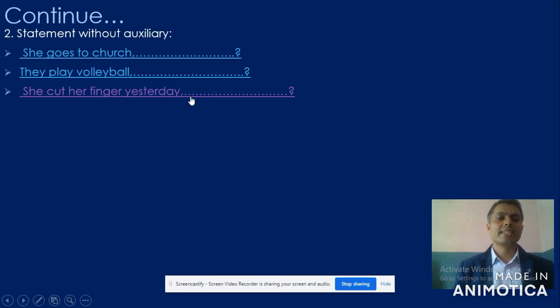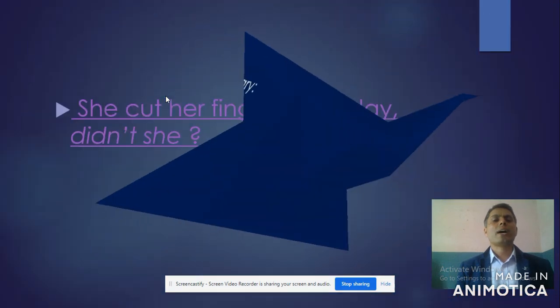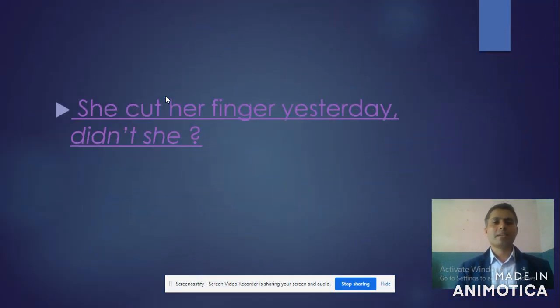So how can we make sure? Obviously here is verb 2, and if it is verb 2, we have to use did. Did, then didn't or only did. The statement is positive, so we should write a negative tag, right? Didn't. Didn't she, the pronoun is she. Now whatever I told you just now, check the answer here on the screen, and then you have to write it down in the copy. Please have a look: she cut her finger yesterday, didn't she. Got it? Write it down.